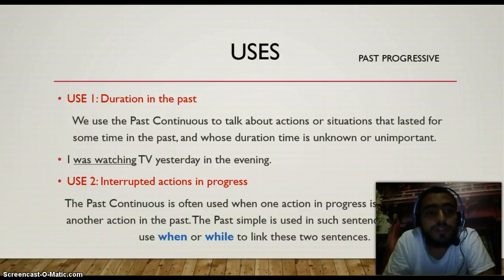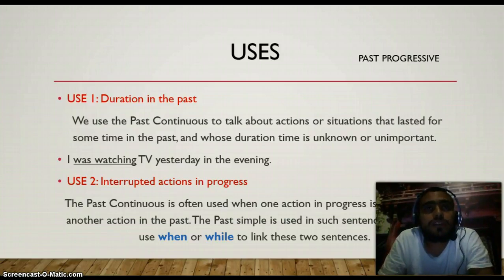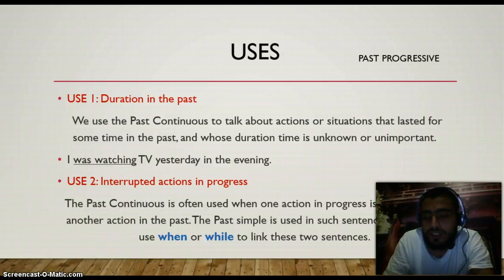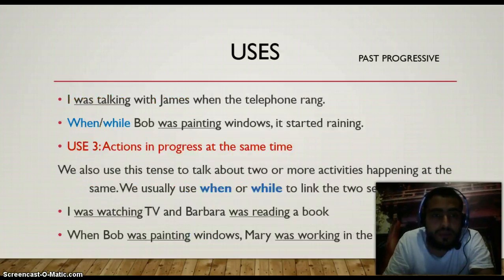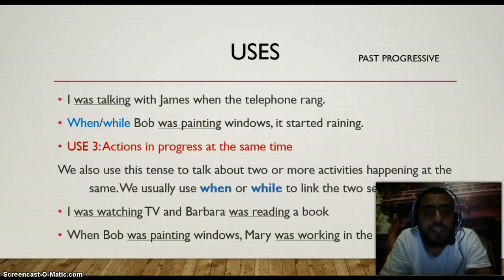So here's the example: I was watching TV yesterday in the evening. Then we have the use to interrupt actions in progress. The past continuous is often used when one action in progress is interrupted by another action in the past. Here's what I was talking about, that we use when or while in different situations, and we're going to see some examples like when, while. We can see here Bob was painting windows, it started raining.